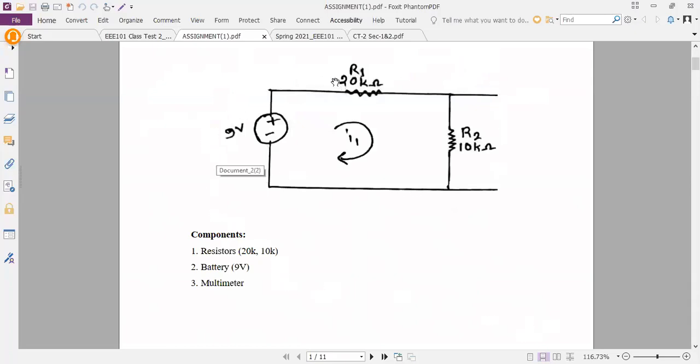For example, this is a circuit I'm giving you to prove KVL. So what do you need?